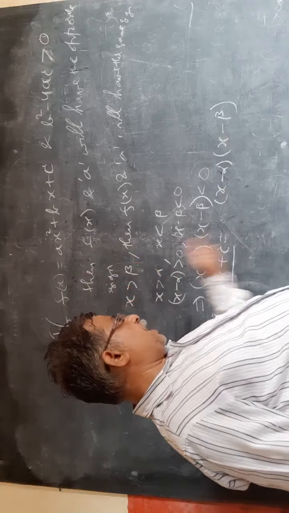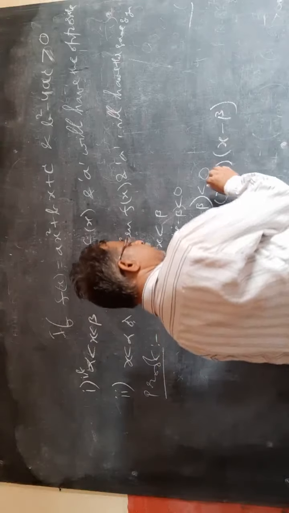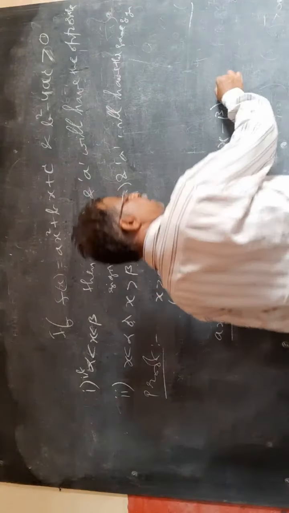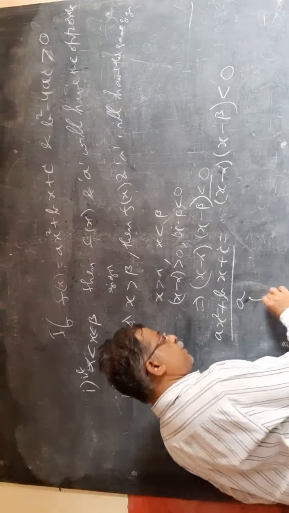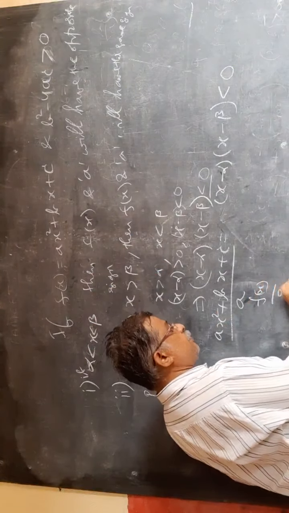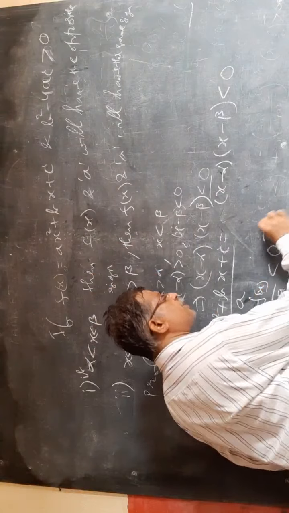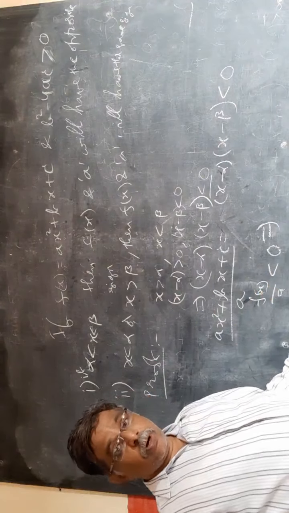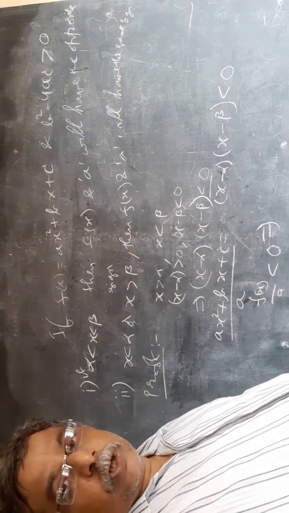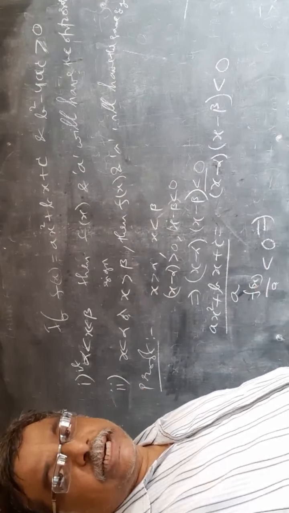When x lies between alpha, beta, this x minus alpha and x minus beta, how much am I getting? Less than 0. So f of x by a, I am getting less than 0. What is meant by f of x by a being less than 0? When does this become less than 0? If both are of opposite sign, then only it is less than 0.